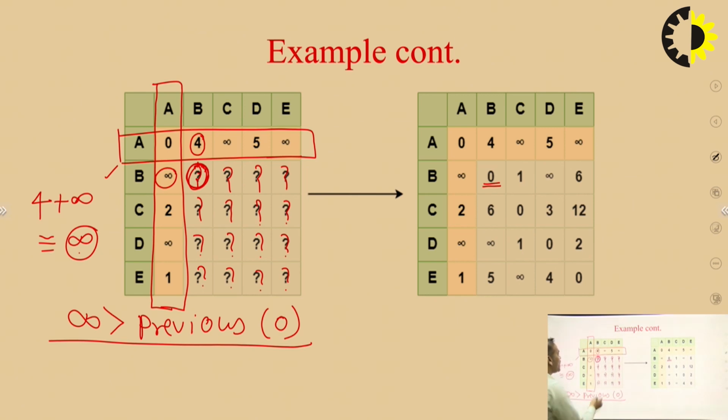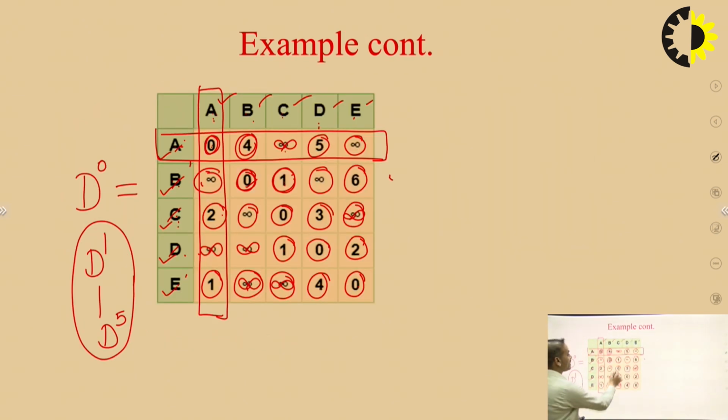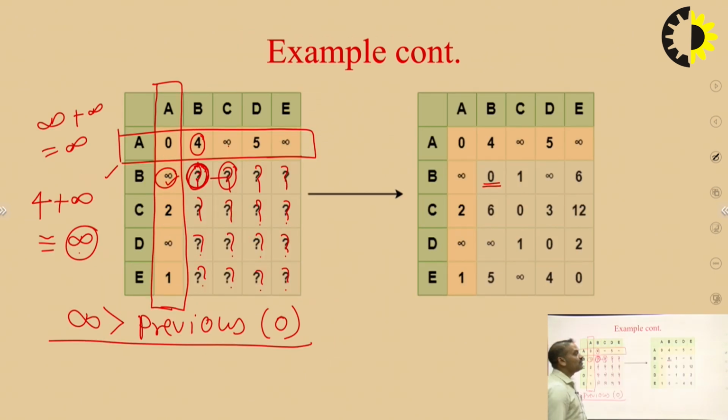Now we have to find the value of this cell. Go on this infinity plus infinity, and the previous value of this cell is 1. Infinity is greater than 1, so we do not update the value of this cell.